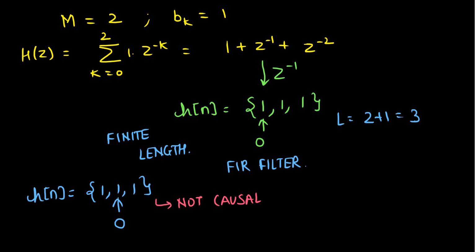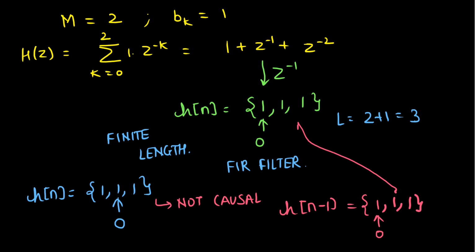But now if we introduce a delay of 1, that is h of n minus 1, then the sequence that we obtain is again 1 1 1, but now this 1 is located at n equal to 0, and now this filter is a causal one. This is the exact sequence that we have here. So now this filter is a causal filter. So what we can see is, by introducing a finite delay we can obtain causality.